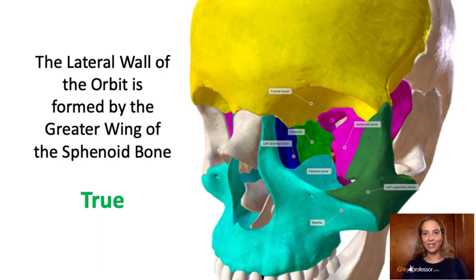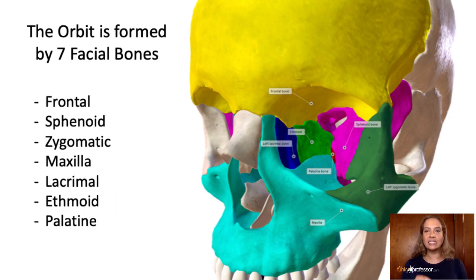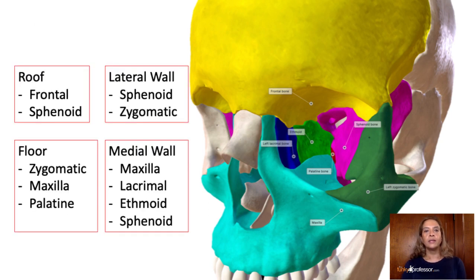And in fact, here's a picture showing you all the different facial bones in separate colours. And there are, in fact, 7 facial bones that form the orbit. These include the frontal bone, which is in yellow, the sphenoid in bright pink, the zygomatic bone in dark green, the maxilla in the light blue, the lacrimal in the dark blue, and the ethmoid in the light green. And if you look really closely there at the middle, at the base of the orbit there, you can see the palatine bone.